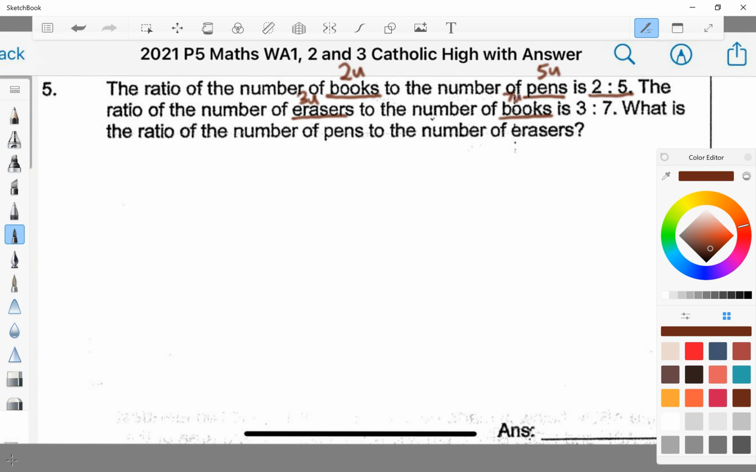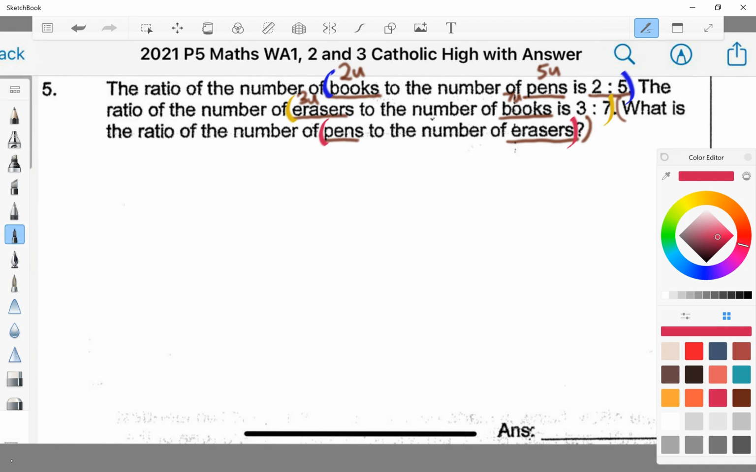So what is the actual question? They're asking, what is the ratio of the number of pens to the erasers? So pens to the erasers. Having done our basic annotation in pencil, let us use the highlighters. BYROG, B for blue. Books to pens 2 to 5. Y for yellow. Erasers to books 3 to 7. R for red. So we're looking at pens to the erasers.